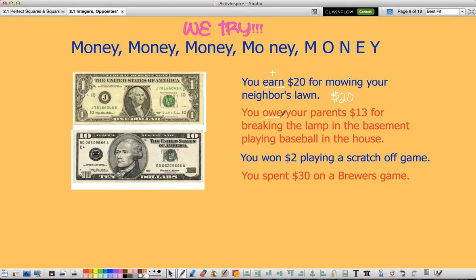You owe your parents $13 for breaking the lamp in the basement playing baseball in the house. So since you owe them, that's a negative. It's coming out of your pocket. So that would be a negative $13.